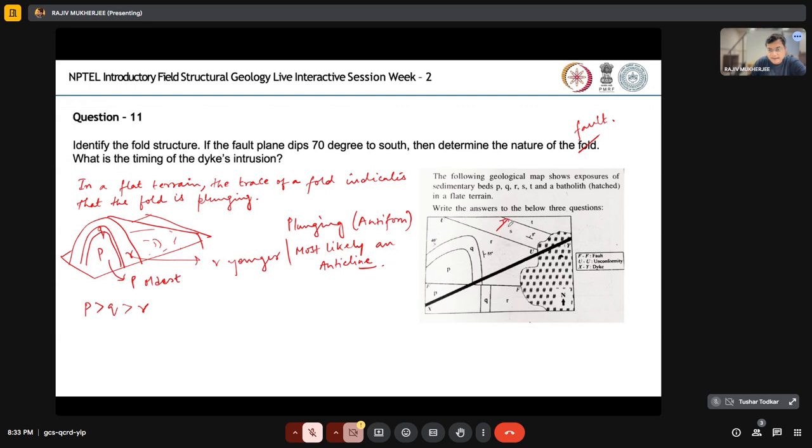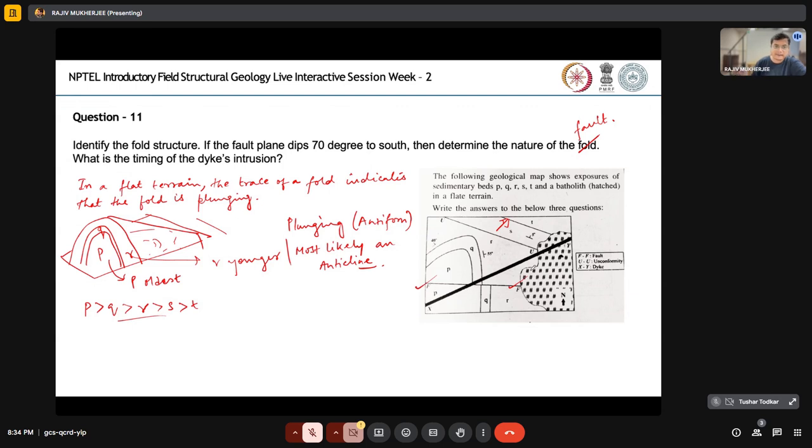So S and T come after R in this direction. So R is the final lithology, and after that there are S and T. So just following the uniformitarian rule, we can say that S is younger than R, and eventually T is also younger than S, right? So this can be a sequence that we can infer.